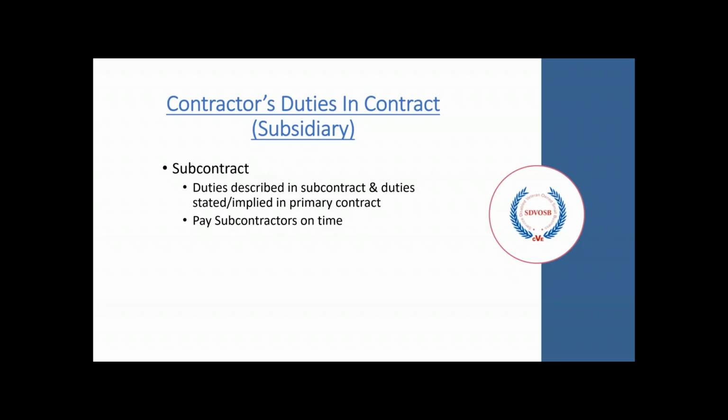The duties of a contractor is implied in the primary contract. If a subcontractor signs a contract with the contractor, the general conditions and the rules and regulations of the main contract apply from top to bottom. Ultimately, the contractor's main duty is to pay its subcontractors on time.